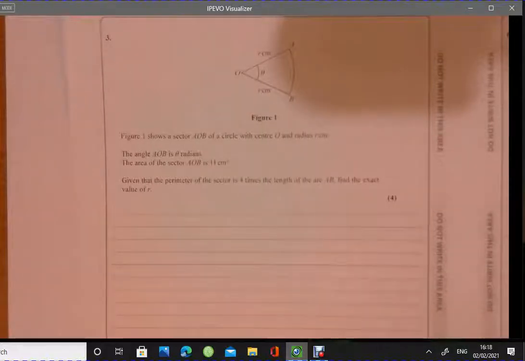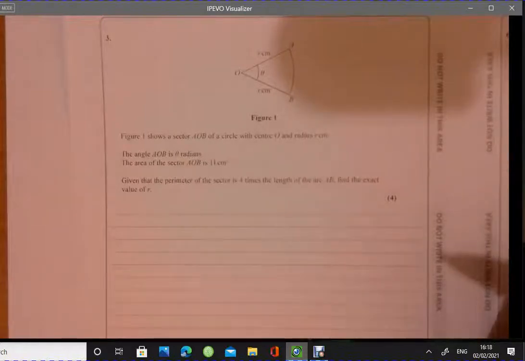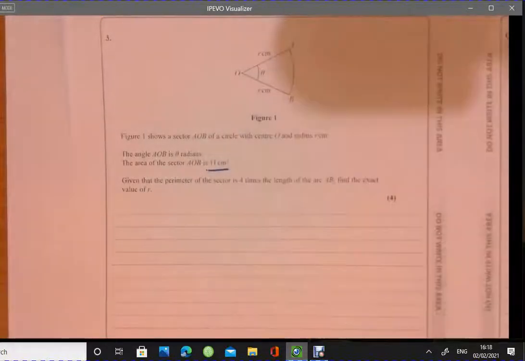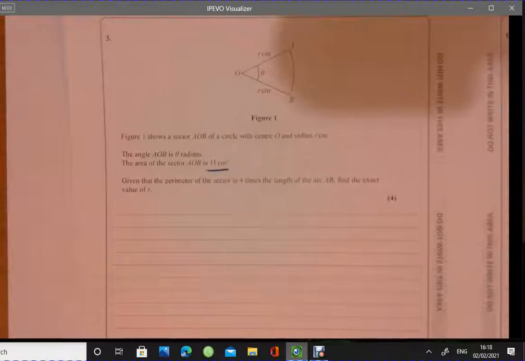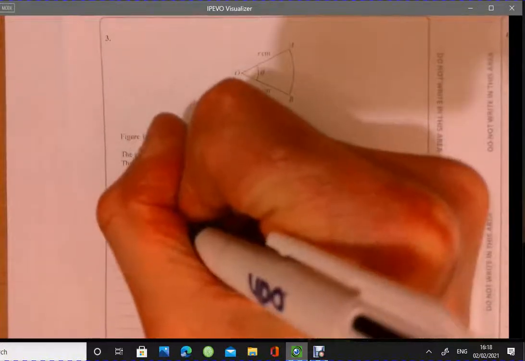Question 3. So let's look at the information that we're told here. It tells me something about the area of the sector, so clearly we're going to need that at some point. So let's just write down the information that we're told there.